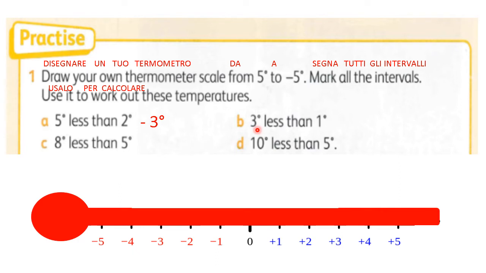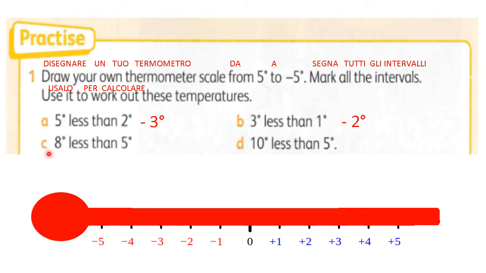B, 3 degrees less than 1 degree. We start at 1 degree and we count back 3. So we have to go -3. So we count back 1, 2, 3. 3 degrees less than 1 degree is -2 degrees.